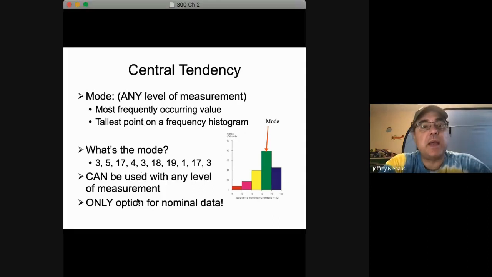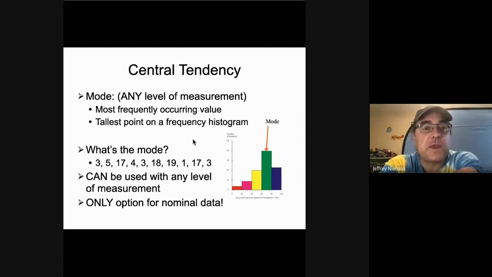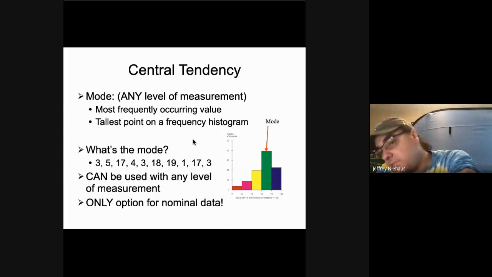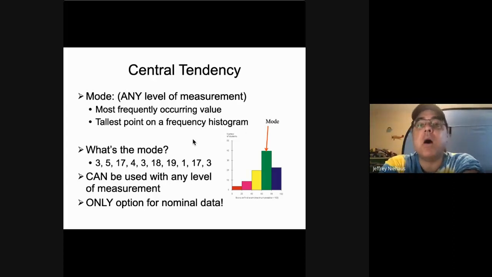So let me just go ahead and give you a chance to limber up the fingers in the chat here before we move on to more complicated things. If this little data set here, this 10-number data set was the data set that you were using, its values are 3, 5, 17, 4, 3, 18, 19, 1, 17, and 3. What is going to be the mode of that data set?